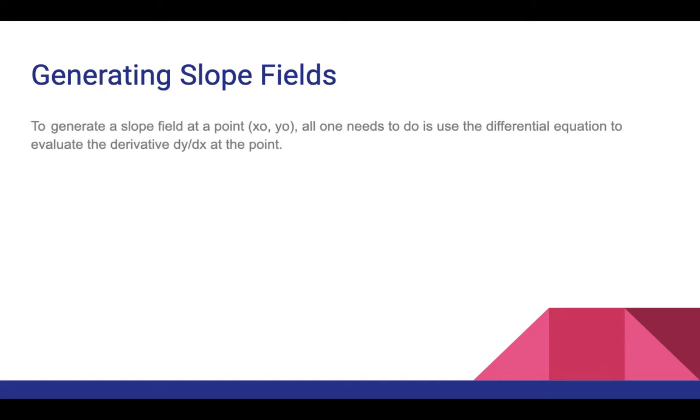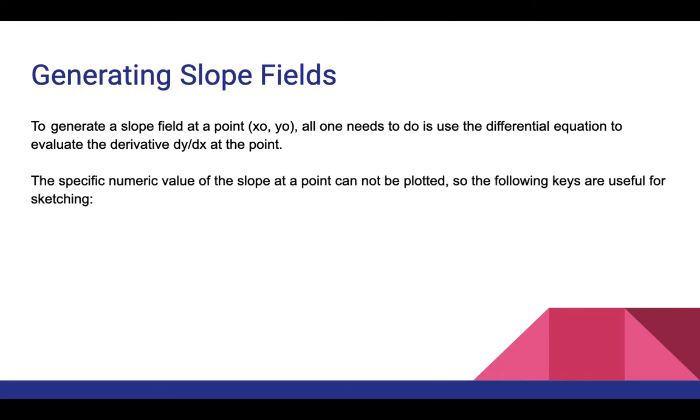So, generating slope fields. To generate a slope field at a point x naught, y naught, all one needs to do is use a differential equation to evaluate the derivative dy over dx at that specific point. The specific numeric value of the slope at a point cannot be plotted, okay? So if you have like -1.22222, that's a little bit difficult to plot.